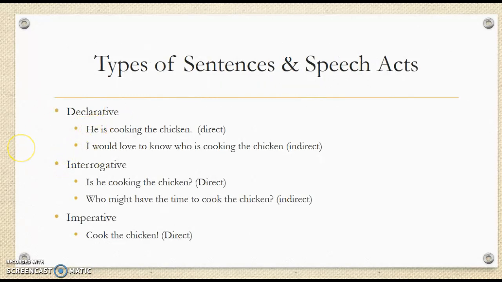So then we also have types of sentences in speech acts. And so we have declarative. He is cooking the chicken. That's a direct, declarative speech act. I would love to know who is cooking the chicken. That's still declarative, but it's indirect. Then interrogative, is he cooking the chicken? So I'm questioning, but I'm still direct. Who might have the time to cook the chicken? I'm asking, but it's still indirect. And then imperative, these tend to be much more direct. It's hard to think of an indirect imperative. Cook the chicken.